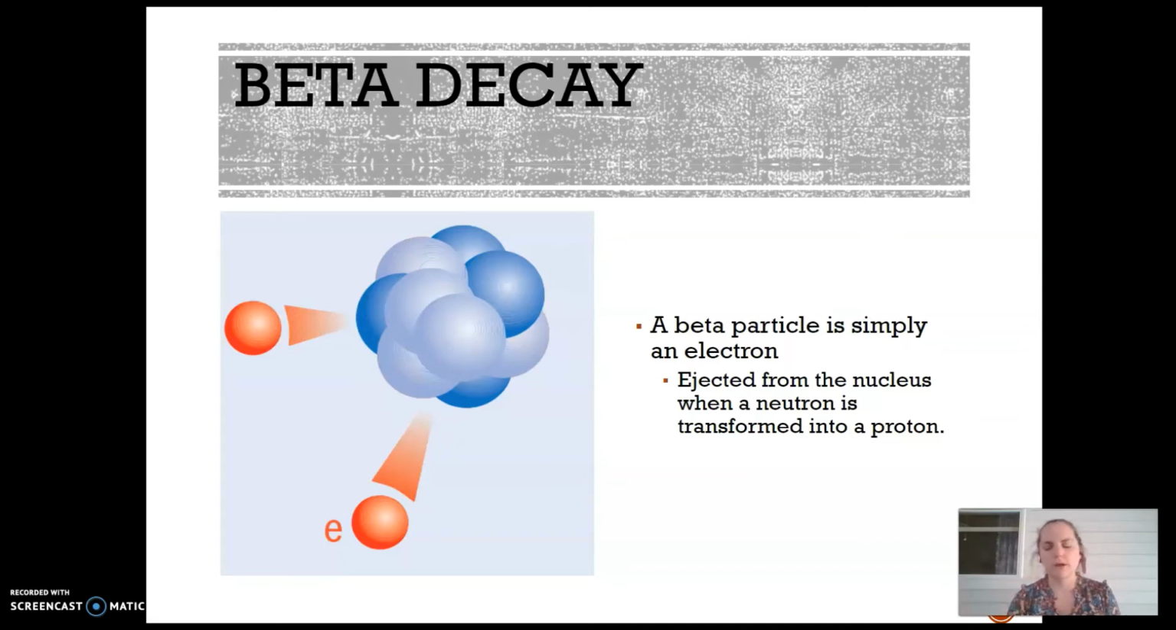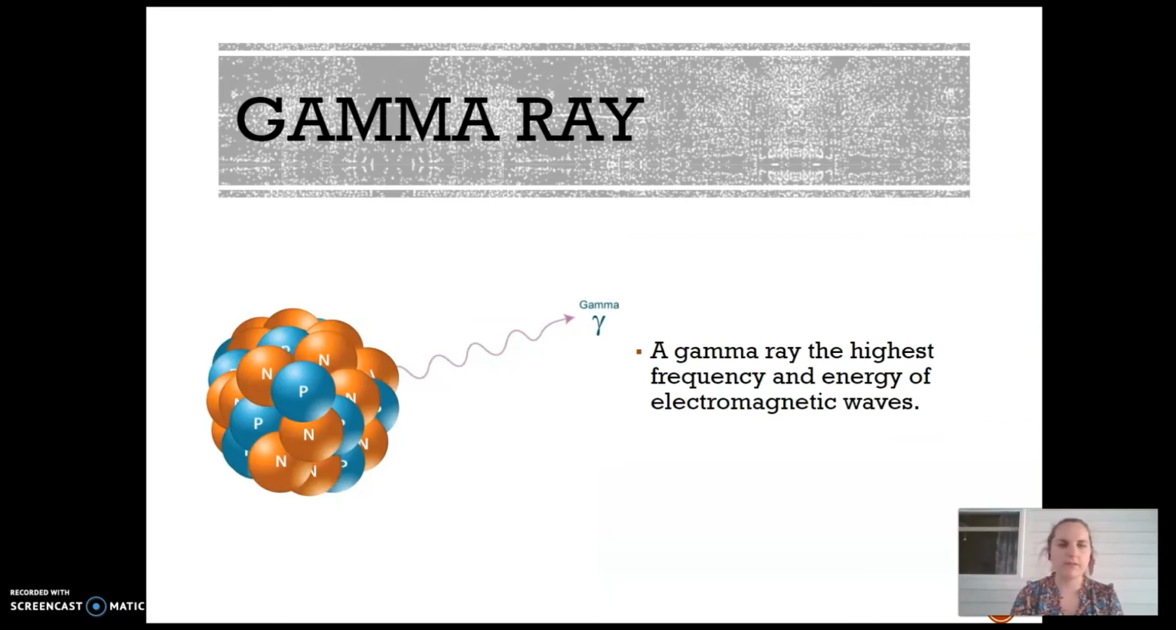We'll get into hazards in just a second, but let's talk about our gamma ray. So again, as we know, it's the highest frequency and energy of our electromagnetic waves. Think back to that cycle when we were talking about radio waves and X-rays and visible light, and when we were talking about infrared and ultraviolet, and we were also talking about these gamma rays.